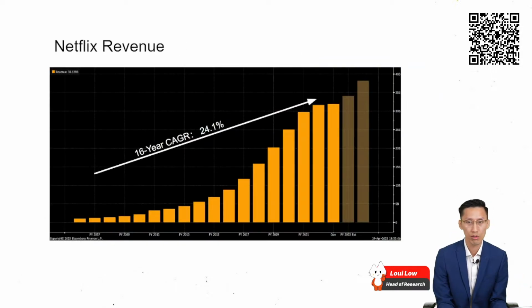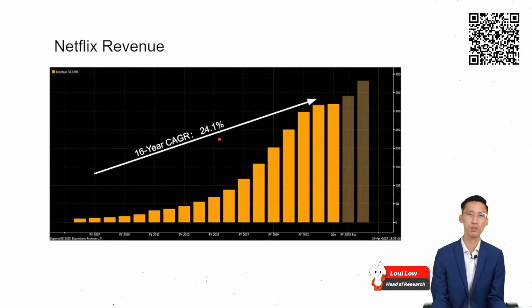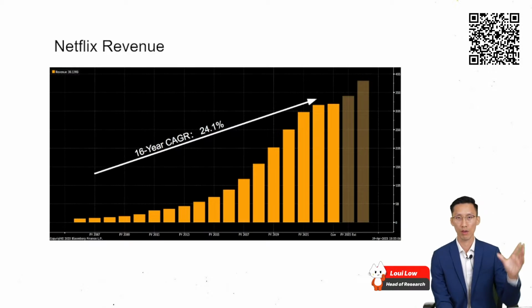If you look at Netflix revenue, it has grown tremendously well. Based on the figures from 20 years ago, over the past 16 years the CAGR is about 24%, which means year-on-year we are seeing growth of 24%. So that is the idea on the revenue part.